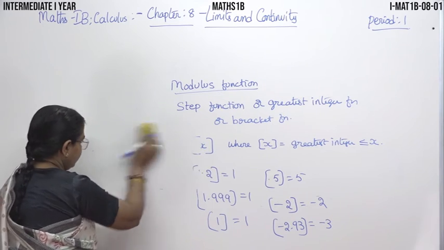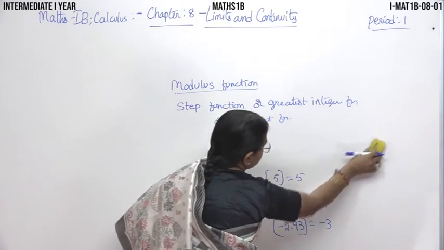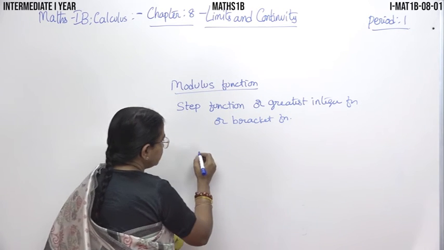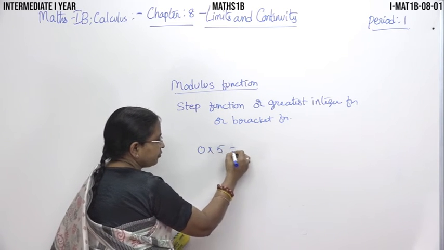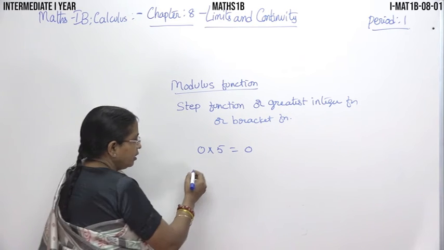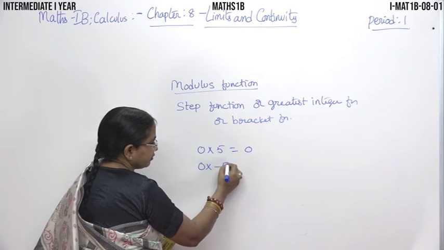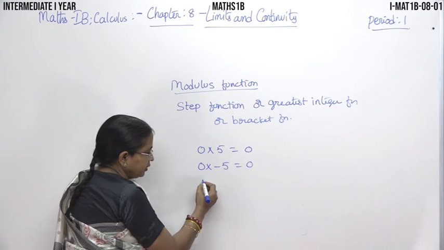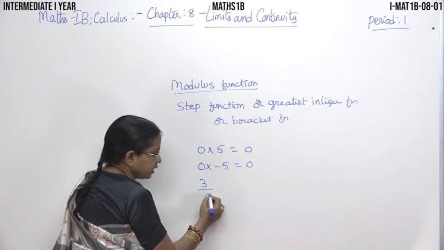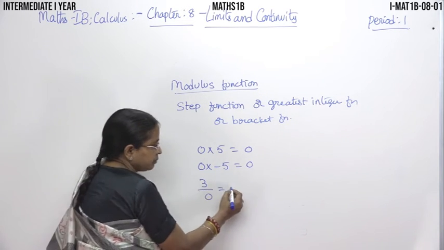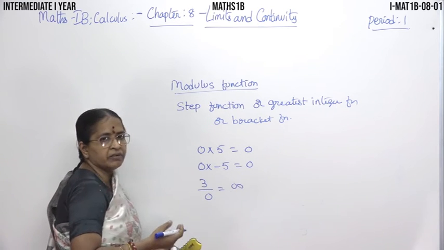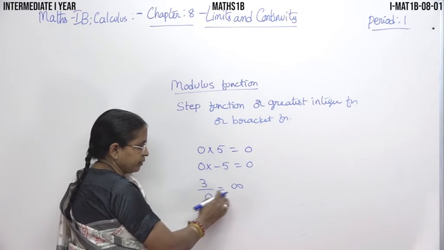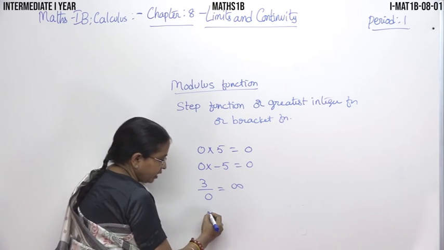Now we'll learn about these real numbers. Suppose I have 0 into 5. 0 into 5 is 0. You know this. Now suppose I have 0 into minus 5. That is also 0. Now suppose I have 3 by 0. It is plus infinity. Infinity is a very large number which cannot be defined. So we write 3 by 0 as infinity.